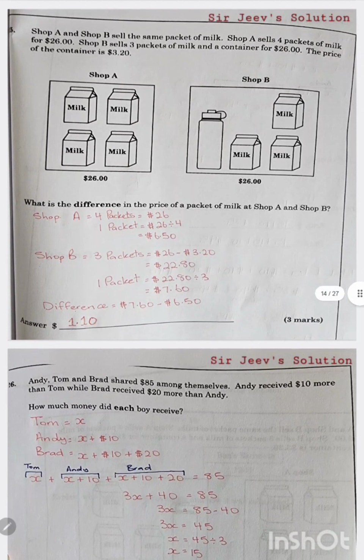Number 25, we have Shop A and Shop B selling the same packet of milk. Shop A sells 4 packets of milk for $26. Shop B sells 3 packets of milk and a container for $26. The price of the container is $3.20. They said, what is the difference in the price of a pack of milk in Shop A and Shop B?